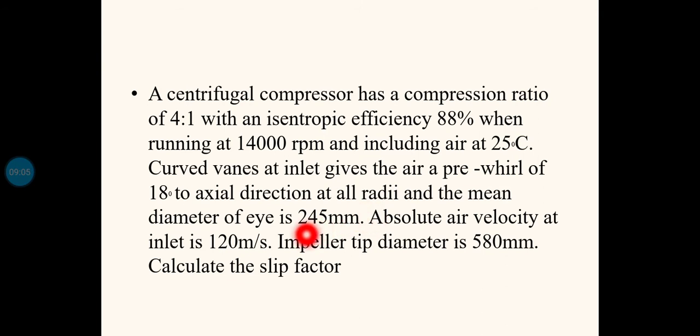So the mean diameter of the eye is 245 mm. Eye means the inlet of the impeller. So D1 is 245 mm, 0.245 meter. Absolute air velocity at inlet is 120 meter per second. That is V1 equal to 120 meter per second. And the impeller tip diameter is 580 mm.